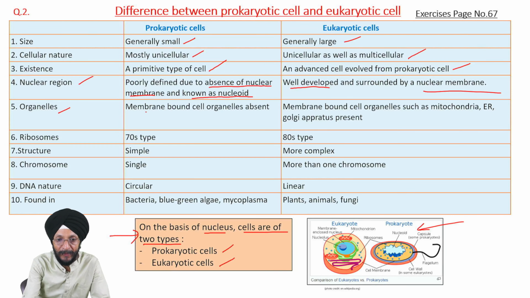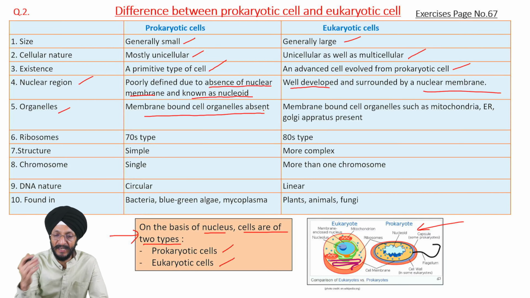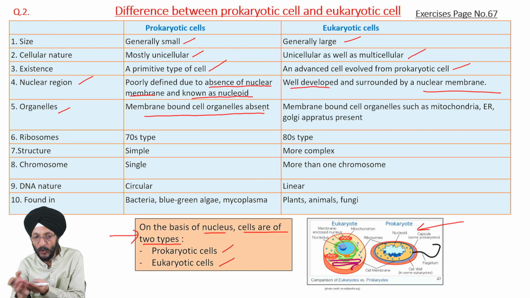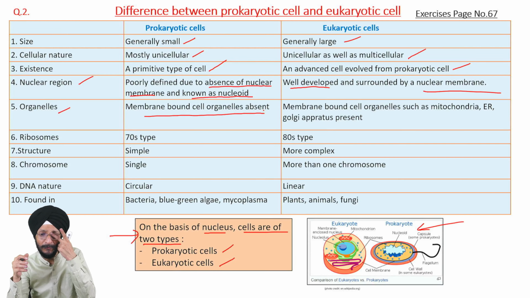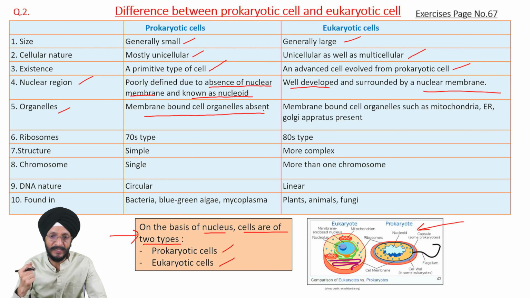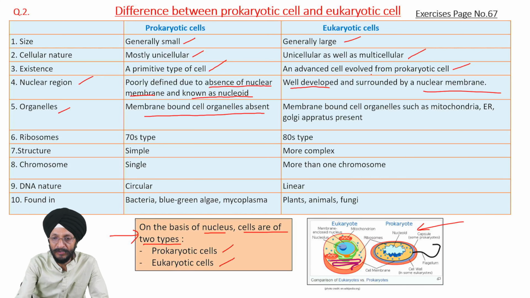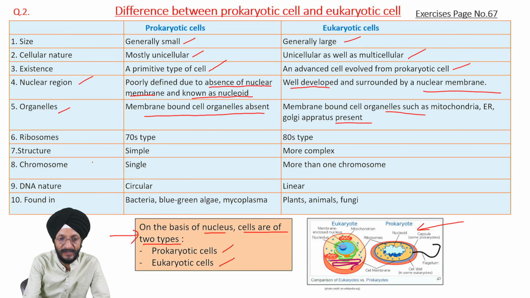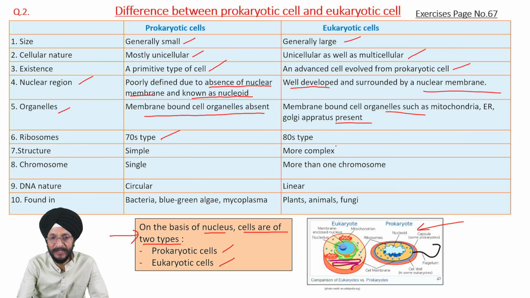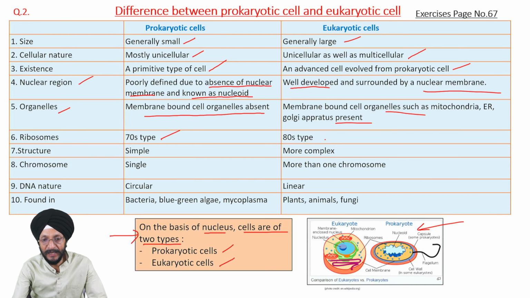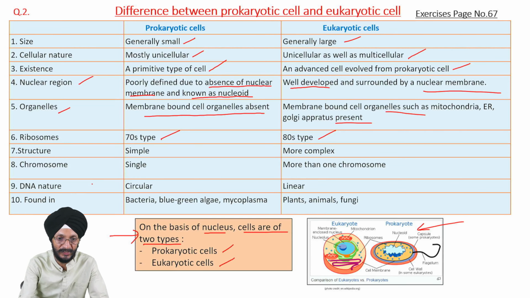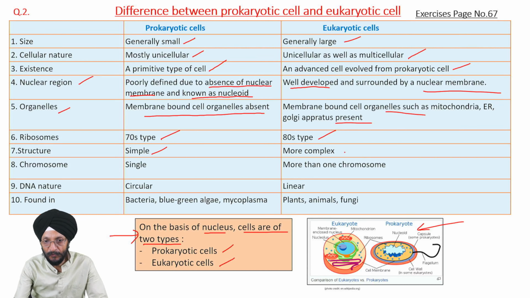Organelles. Membrane-bound cell organelles are not found in prokaryotic cells. That is, cell organelles such as Golgi, vacuoles, lysosomes are not present in the case of prokaryotic cells, whereas in eukaryotic cells, membrane-bound cell organelles are found. Ribosomes are of 70S type in prokaryotic cells, whereas they are of 80S type in eukaryotic cells. Prokaryotic cell structure is simple. The structure of eukaryotic cells is very complex.